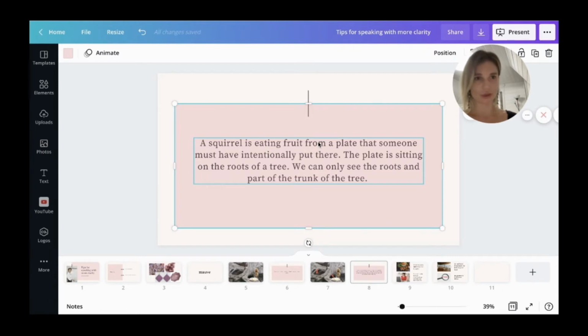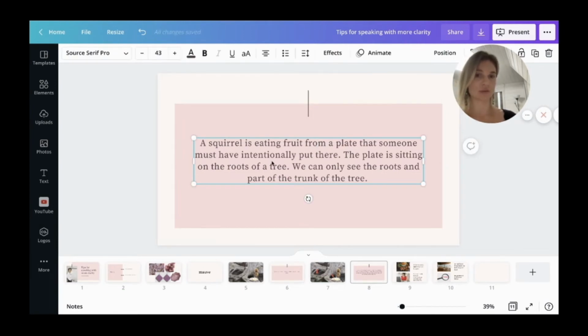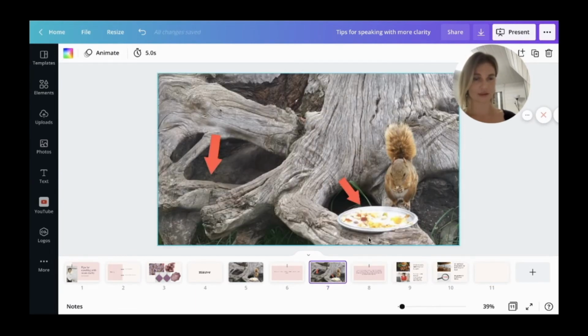And I think it's perfectly okay to add something that explains how you experience this picture. What do you see here? For example, I added here that someone must have intentionally put the plate here and put fruit on a plate for the squirrel.